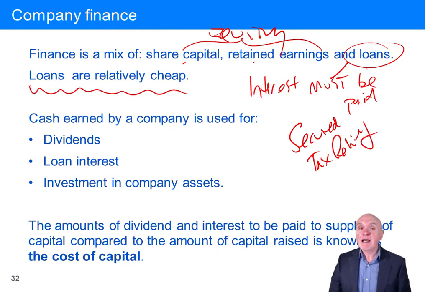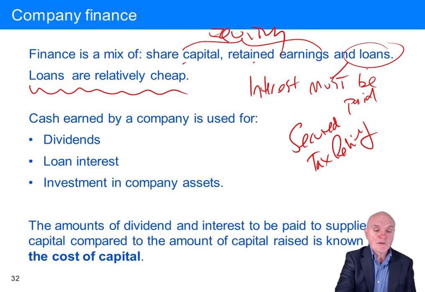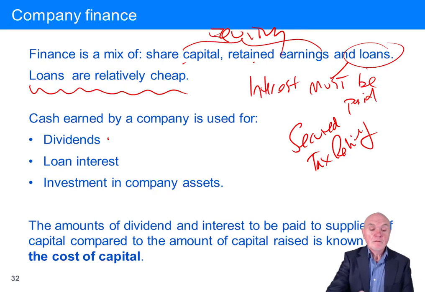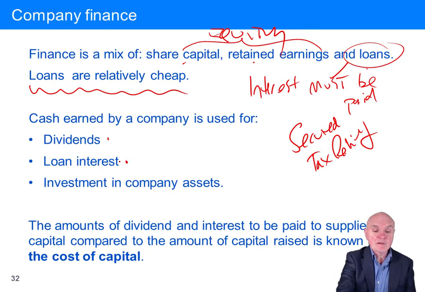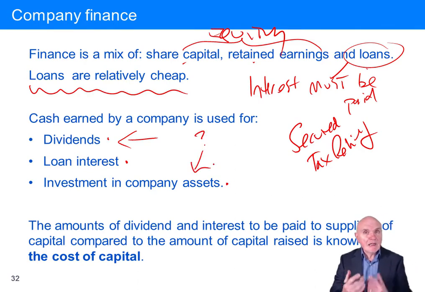The cash earned by a company is therefore spent or used in three ways. You can use the profits, so the net cash and net profits, if you like, to pay dividends. You use the net profits to pay interest. So first you pay the interest, and then if there's any cash left, you could pay the dividends. But also you can decide how much money you have left. Do I use the money left after my interest to pay dividends? Or do I keep it in the company and invest in more plant and machinery?